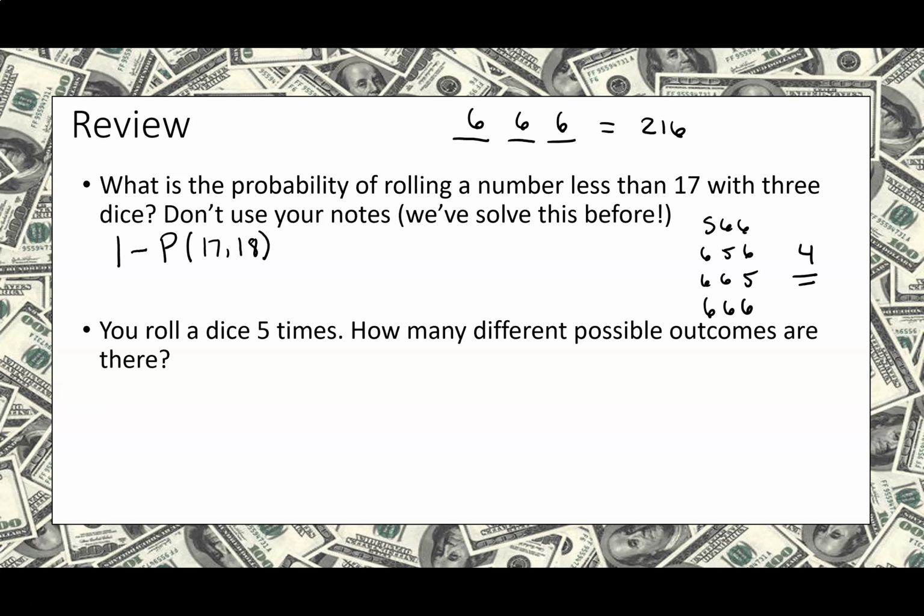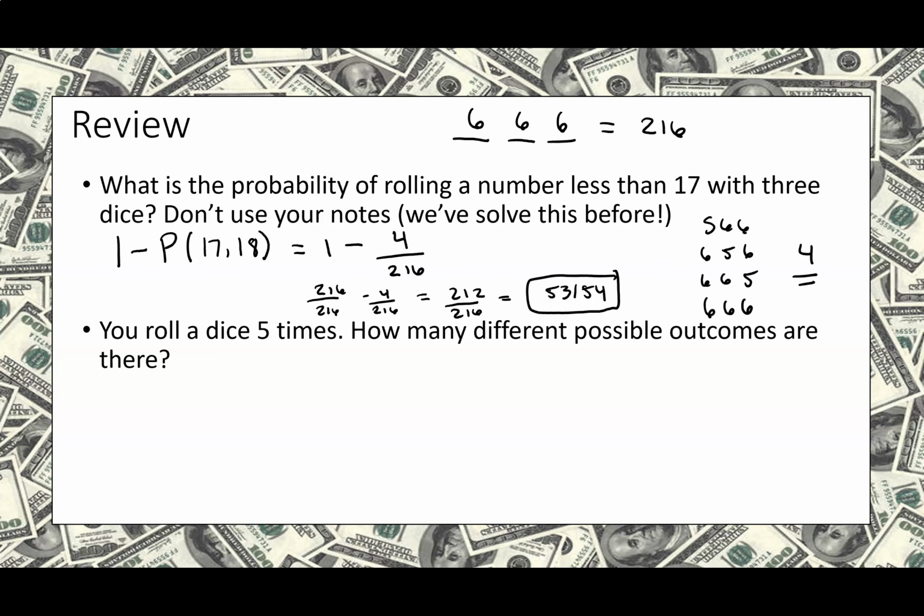So what is the probability of rolling a 17 or an 18? Well, that's going to be 1 minus our 4 possibilities out of 216. So I can go ahead and have 216 over 216 minus 4 over 216, which gives me 212 over 216, which I reduce in my calculator, and I get 53 over 54.